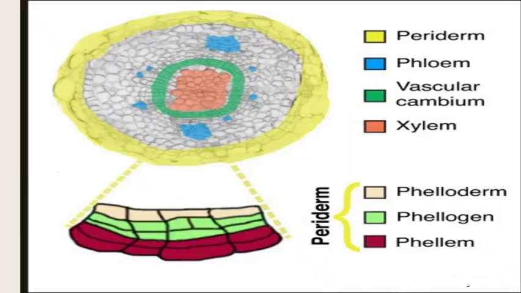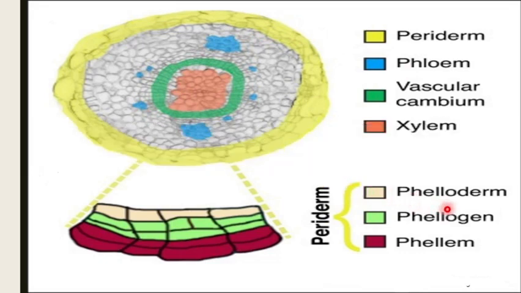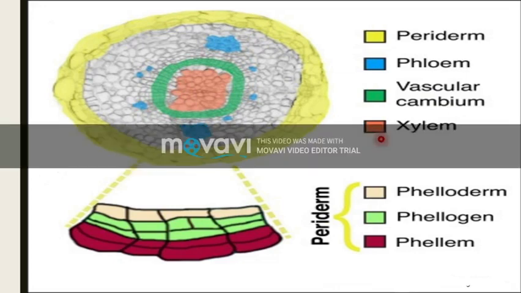Here is the diagram of the layers of periderm, which includes phelloderm. Basically, it is the transverse section of a stem in which the periderm is the outermost layer, in which three layers are present: phelloderm, phellogen and phellem. Inner to the periderm, phloem, then vascular cambium, and then xylem are present. The innermost layer is xylem.